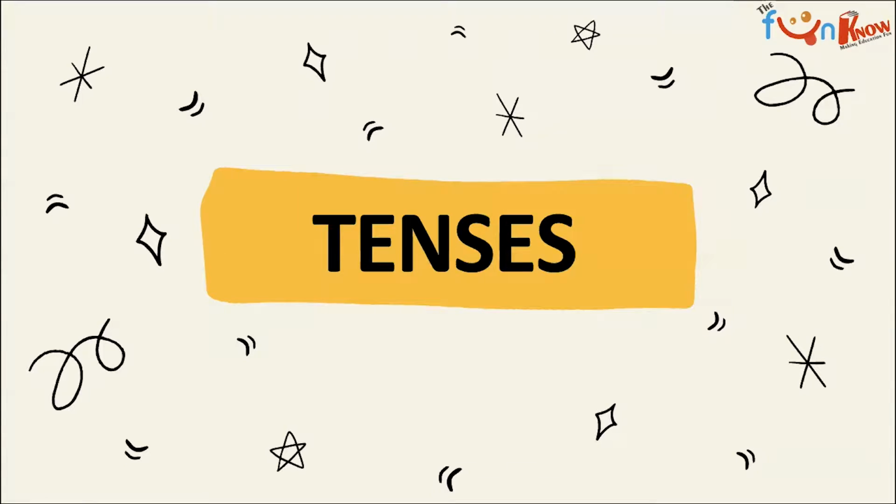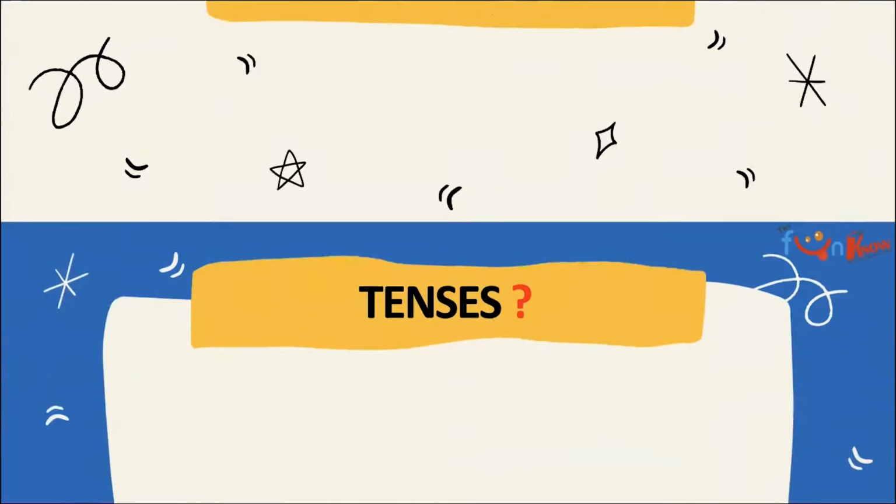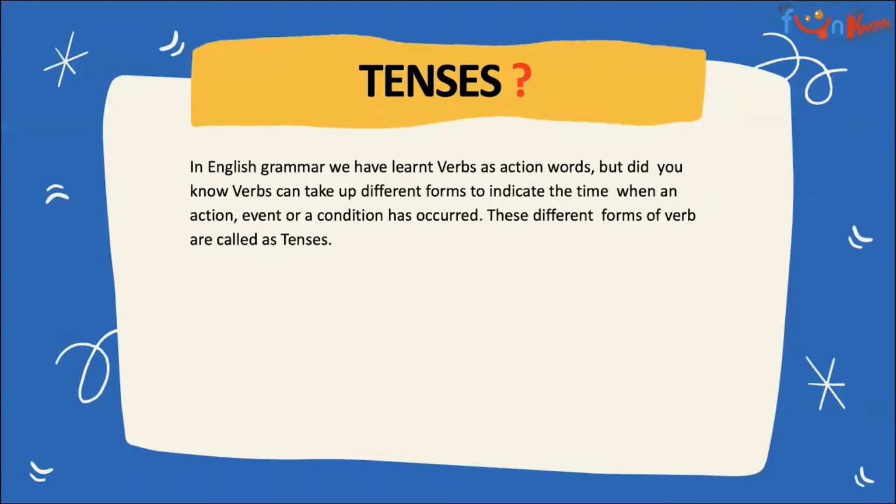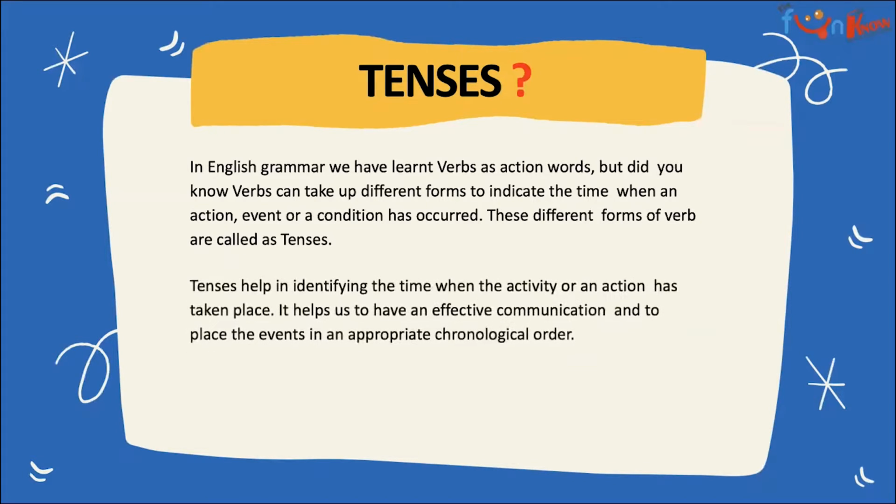Hey everyone, today we will be looking at an interesting topic, tenses. Now, what are tenses? In English grammar, we have learned verbs as action words, but did you know verbs can take up different forms to indicate the time when an action, event, or condition has occurred? These different forms of verb are called tenses.